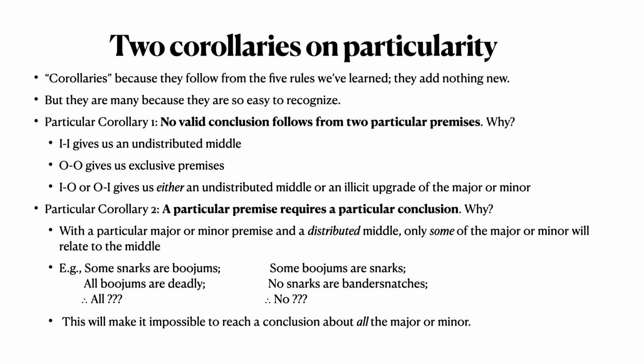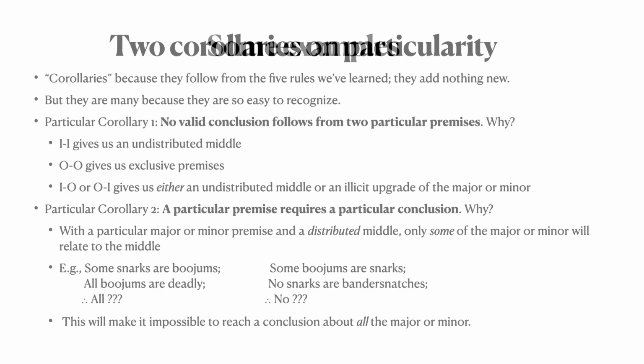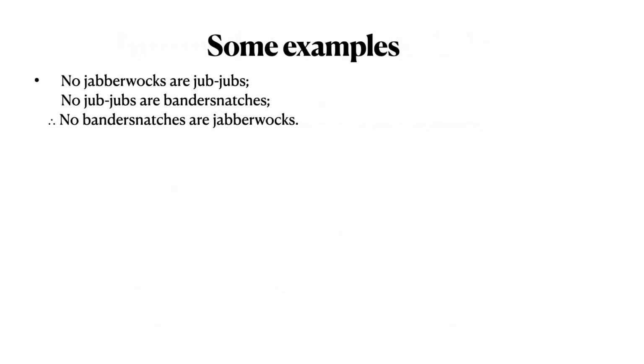Now, again, this doesn't change anything about the outcome in any particular syllogism. It just makes it easier to recognize when you have those corollaries on particularity. All right, let's work some examples. So here's one. No jabberwocks are jubjubs. No jubjubs are bandersnatches. Therefore, no bandersnatches are jabberwocks.